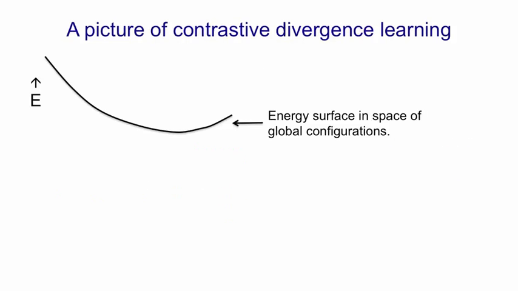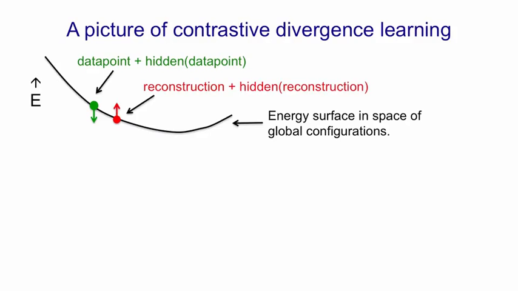So here's a picture of what's going on. Here's the energy surface in the space of global configurations. Here's a data point on the energy surface, and by data point I mean both the visible vector and the particular hidden vector that we got by stochastically updating the hidden units. So that hidden vector is a function of what the data point is. So starting at that data point, we run the Markov chain for one full step to get a new visible vector and the hidden vector that goes with it. So a reconstruction of the data point plus the hidden vector that goes with that reconstruction.